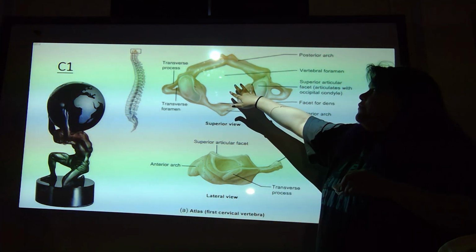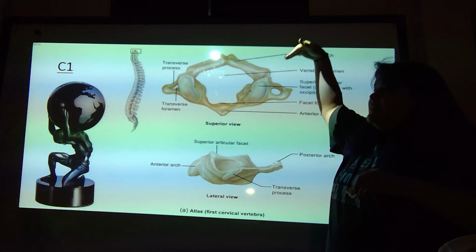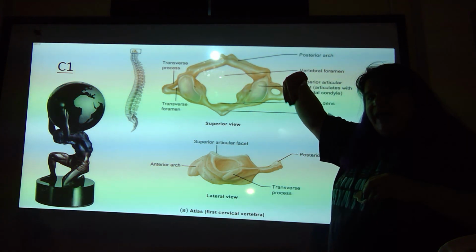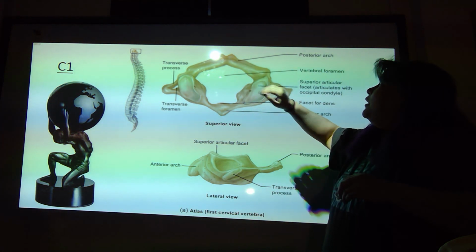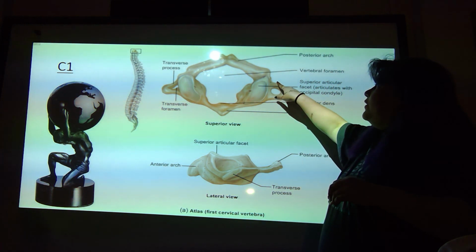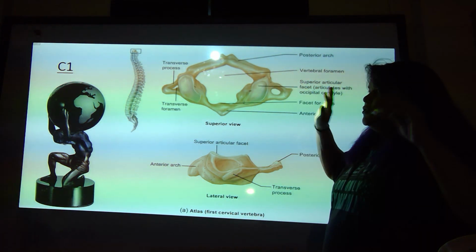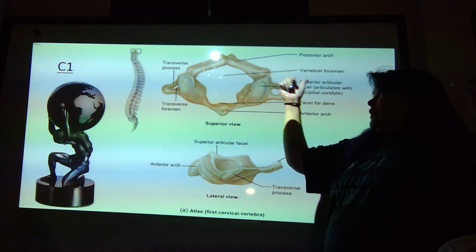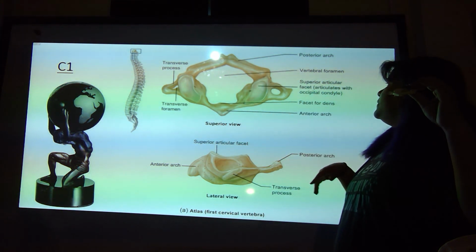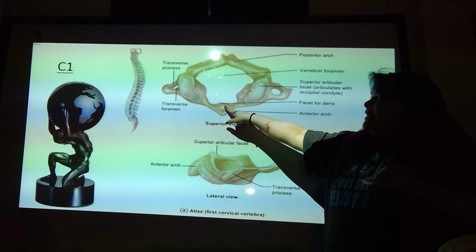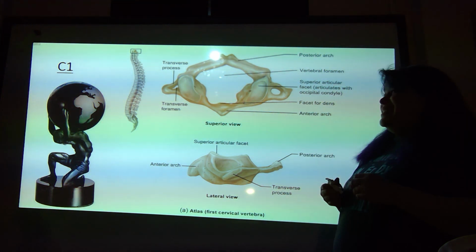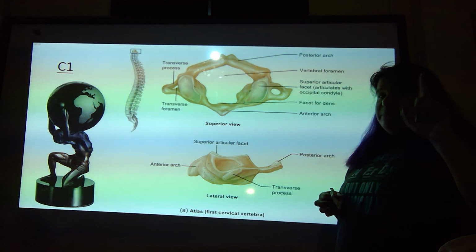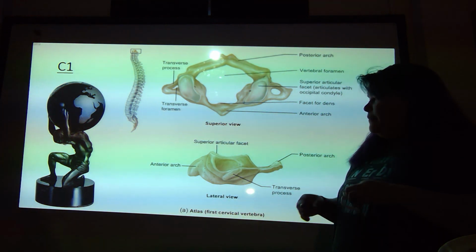So we've got the vertebral foramen. This is where that spinal cord is going to go through. And you've got the transverse process. So the side process, because it means across. So you've got one over here and one over here. They're going across. Now, back here you have what they call the facet for the dens. And I'll explain what that is in just a minute.